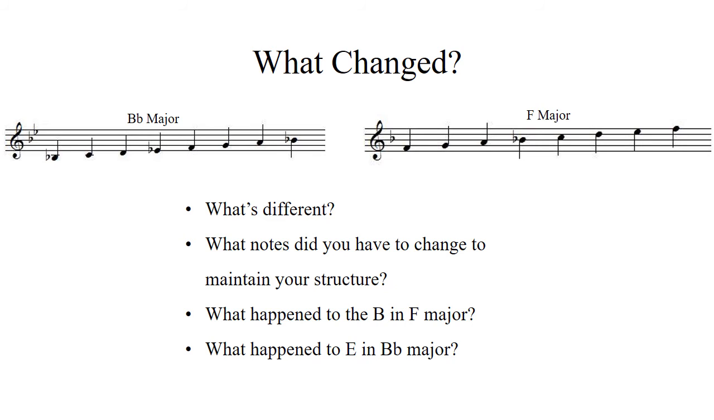So once you have that half step, you can move up a whole step to F, and then a whole step to G, and then a whole step to A, and then another half step up to B flat. So that's B flat major.